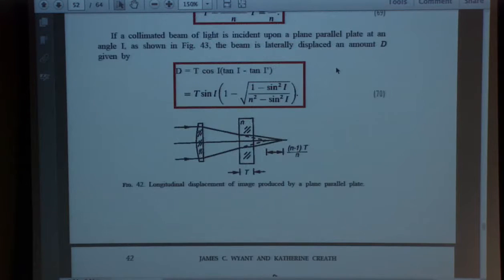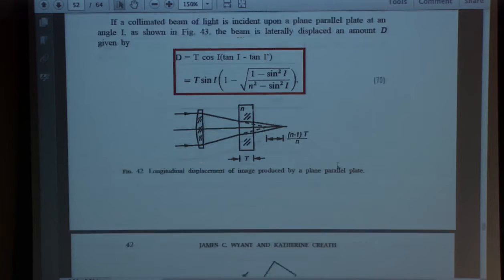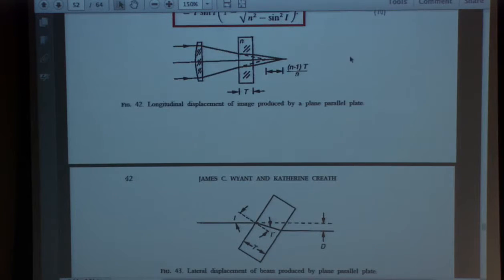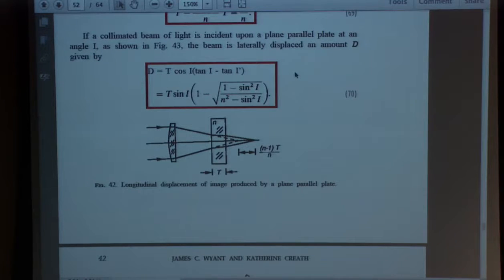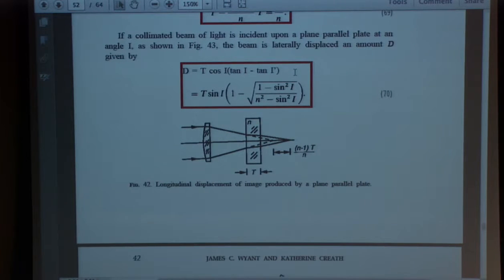How far is it shifted sideways? Well, you go through the calculation. The shift D is the thickness of the plate, T, times cosine of I, that was the angle of incidence outside, times the tangent of I minus tangent of I prime, the angle of incidence inside. And you plug in here Snell's law, and you get this mess right here for the displacement.